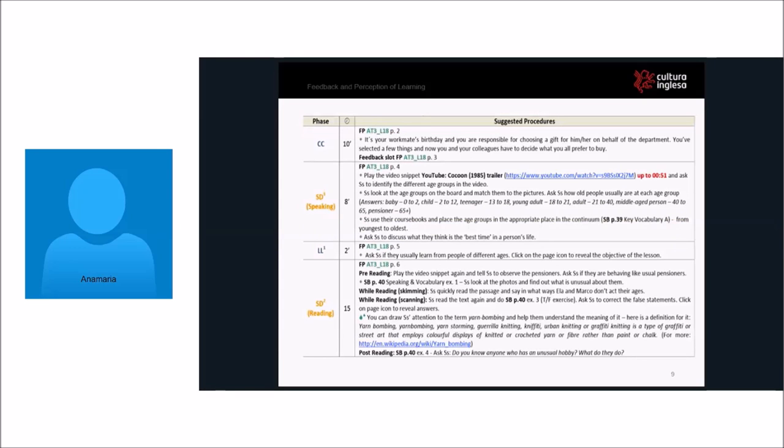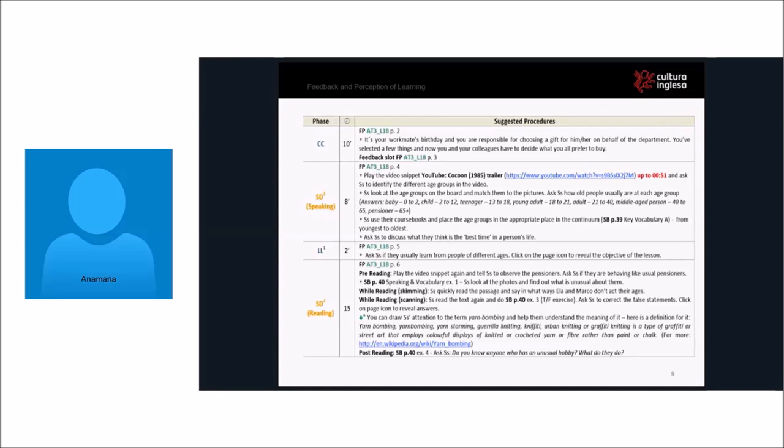Then the lesson starts with communicative consolidation. There's skills development, but for speaking initially, there's a video. They talk about different age groups, and they discuss what they think is the best time in a person's life. Then there's the lesson objective, and then we have another skills development. This time it's reading. So there's a pre-reading, which is related to the video again, and then they read a text about 2 pensioners who have unusual hobbies. So there's a reading for gist, reading for details, and there's a post-reading.